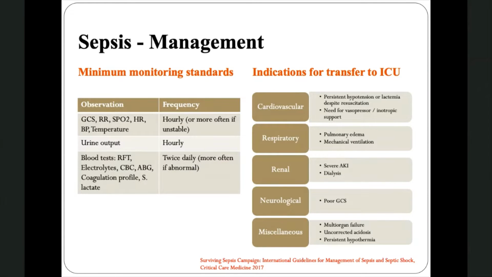So what all needs to be monitored? Again, GCS needs to be monitored. Glasgow scale needs to be monitored, whether it is improving or not. Mental status is improving or not. Respiratory rate needs to be monitored, whether respiratory rate is increasing or is it settling down. Saturation, whether it is improving or not. Heart rate, blood pressure, temperature, urine output. And on blood test, all those.